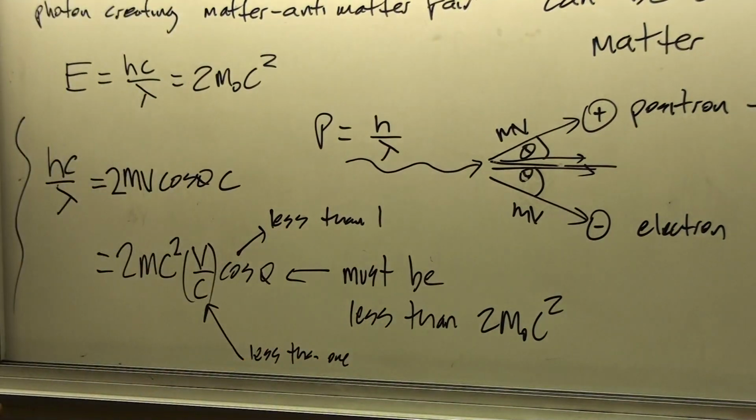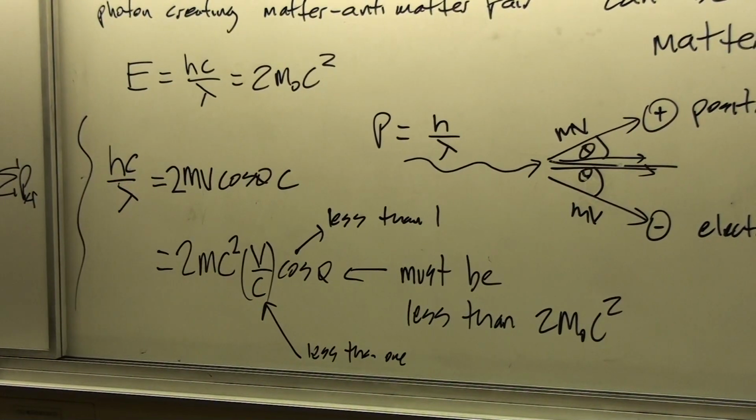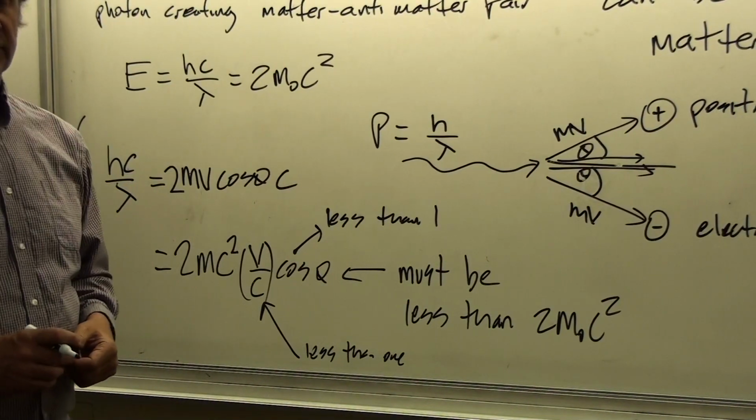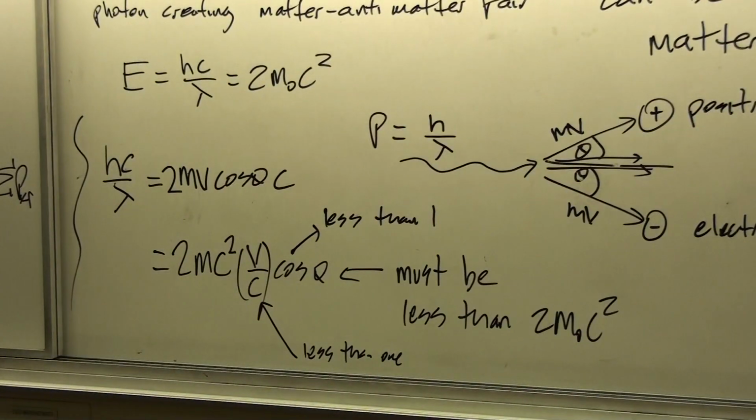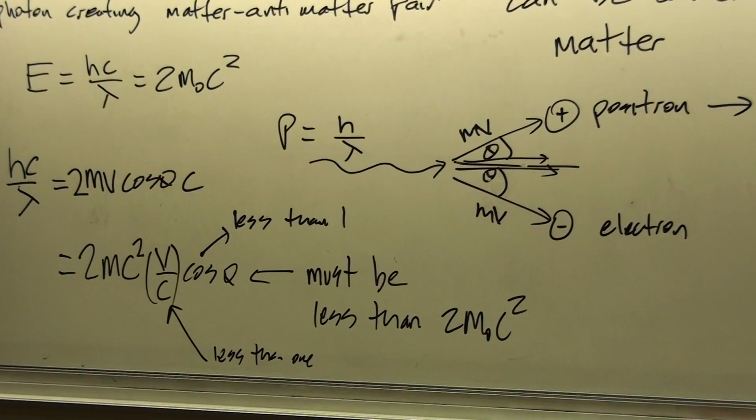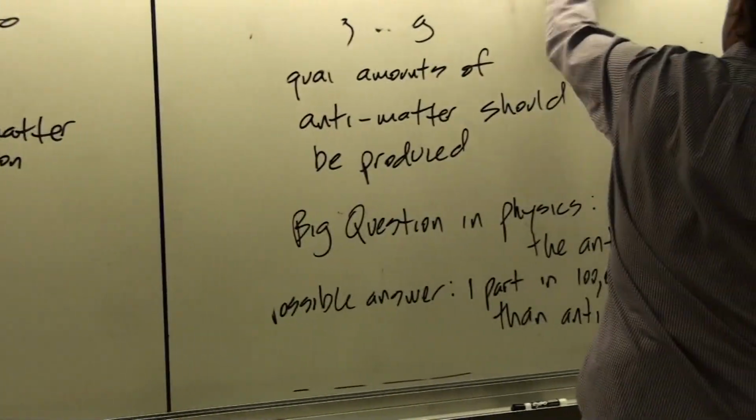So what we've just proved then is that you can't simultaneously solve the momentum and the energy equations and have them be consistent with each other. And so the conclusion then is that photons in free space cannot produce matter-antimatter pairs.